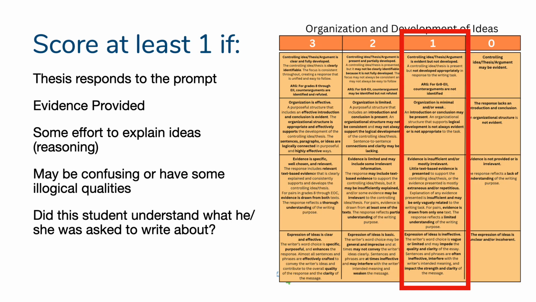If the thesis is in response to the prompt, it doesn't have to be a great thesis, but if it's on topic and the student made an effort to provide evidence and explain their ideas, even if there are some confusing qualities to the essay, it will score at least a 1. So overall, ask yourself, did this student understand what he or she was being asked to write about? Did they make that attempt? And if so, then we're likely looking at least a 1 for this section.